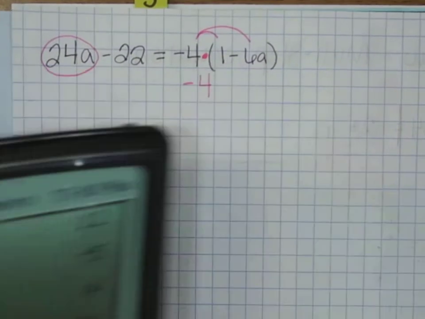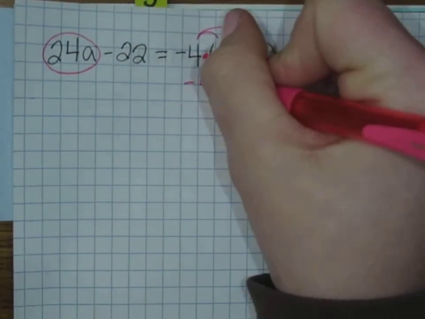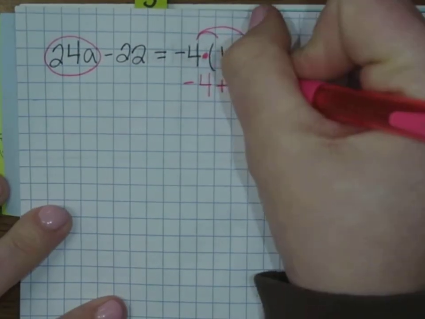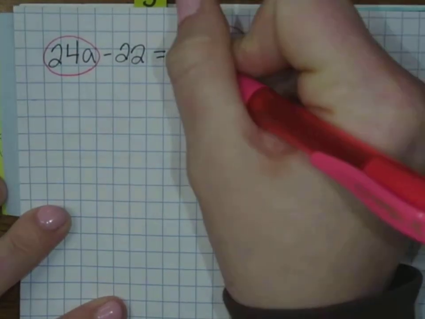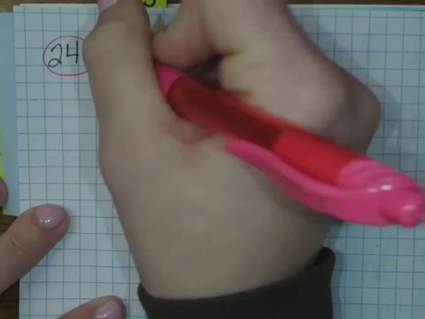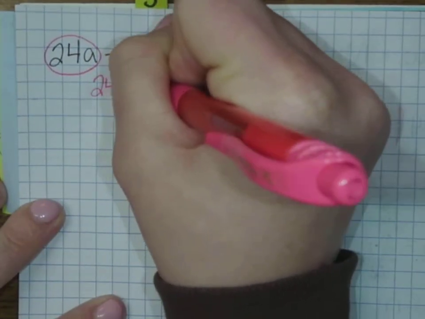And then I hit enter. 4 times 6 is 24. A negative times a negative is a positive, so I'm going to put a plus 24a. Bring down your equals, bring down your 24a, minus 22.